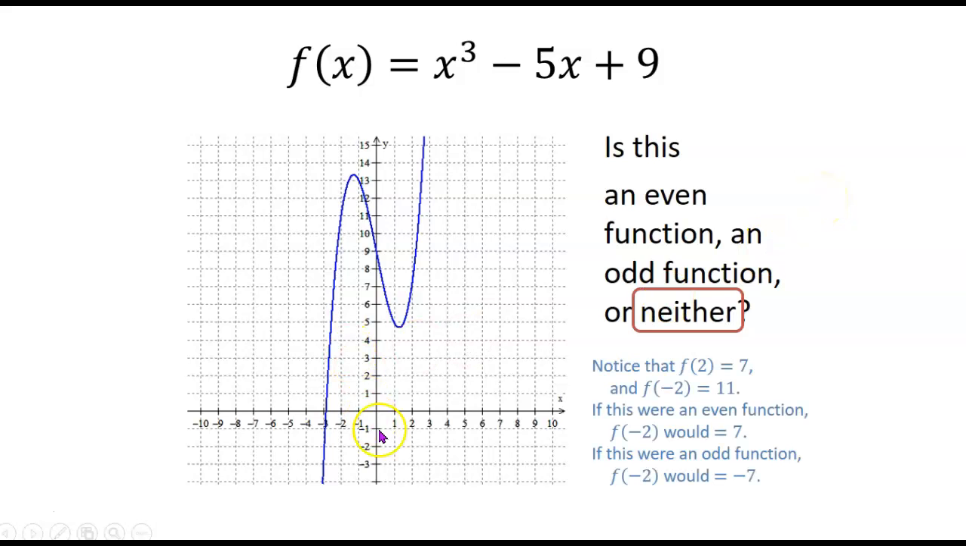Notice, by the way, that one of the points on the graph is 2, 7. So f of 2 is 7. You can also test that in the formula. And f of -2 is 11. Now, if this were an even function, you'd expect f of -2 to be the exact same thing as f of +2, like 7. And if this were an odd function, you'd expect f of -2 to be the opposite of f of +2, so -7. But it's neither one of those. So lots of functions are neither odd nor even.